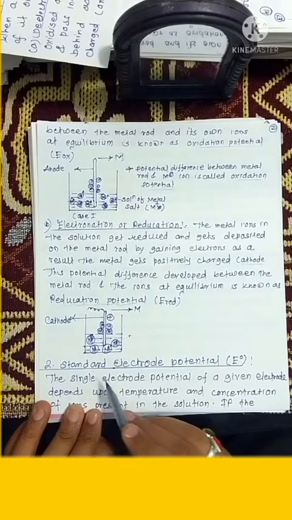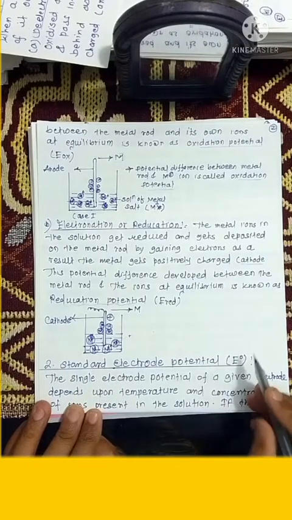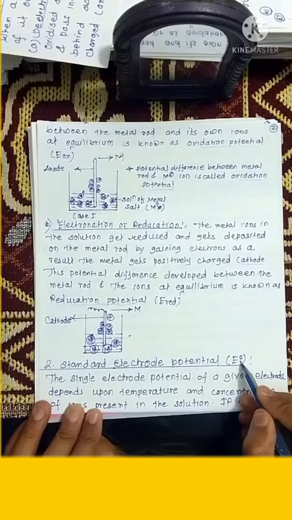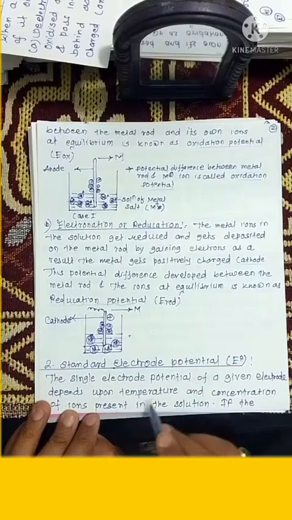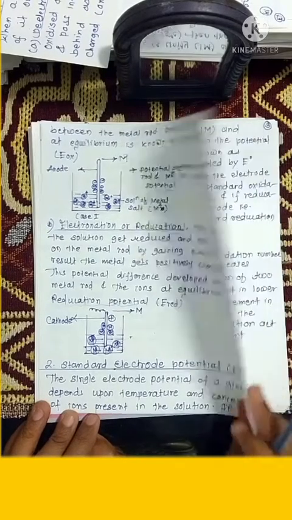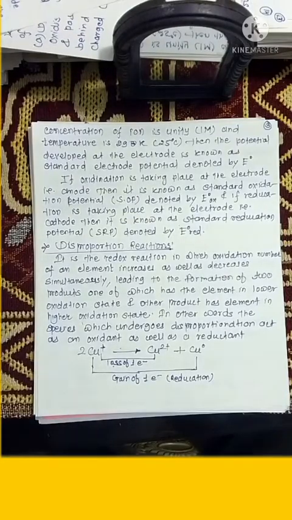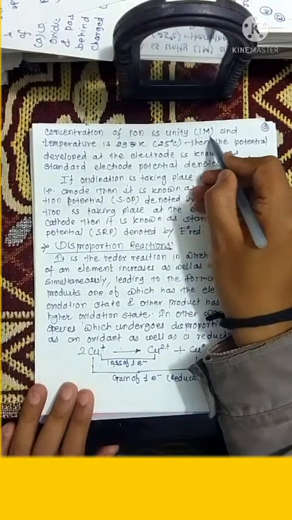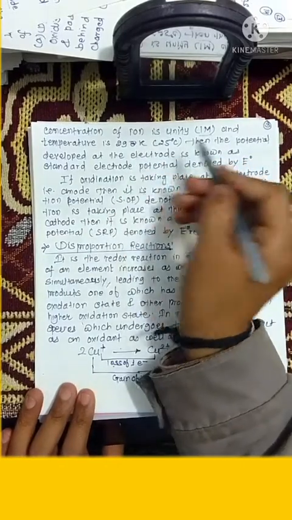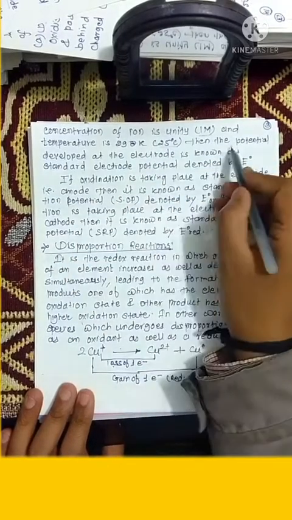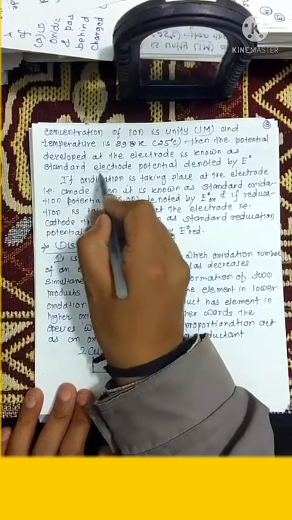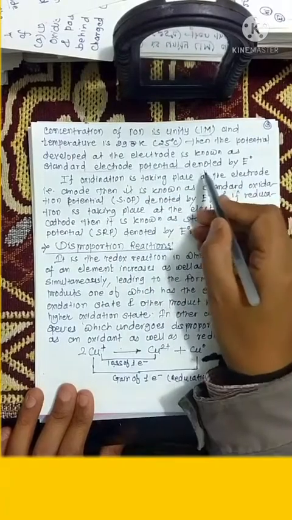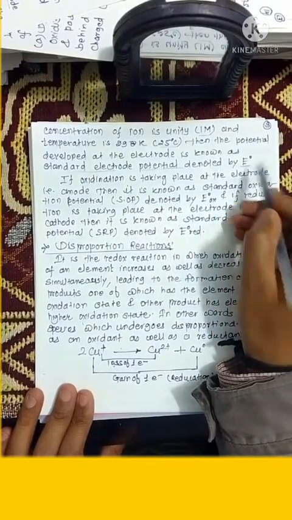Next concept is standard electrode potential denoted by E0. The single electrode potential of a given electrode depends upon temperature and concentration of ion present in the solution. If the concentration of ion is unity, that is 1 molar, and temperature is 25 degrees centigrade, then the potential developed at the electrode is known as standard electrode potential and it is denoted by E0.